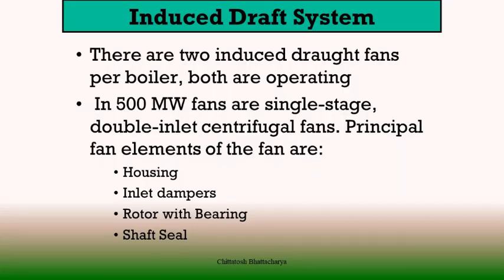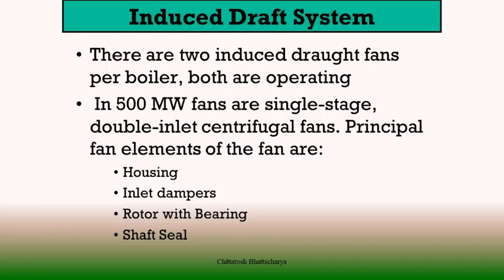The induced draft system in the boiler is dependent on the induced draft fan. In general, there are two induced draft fans we find in large capacity units like 500 megawatt, 250 megawatt, 220 megawatt. In these units the two ID fans are drawing flue gas from the ESP and disposing it to the chimney. These ID fans have more volumetric capacity compared to the FD fan, because they are handling hot flue gas, while all FD and PA fans are handling atmospheric condition air. So naturally ID fan capacities are more than the FD or PA fan.